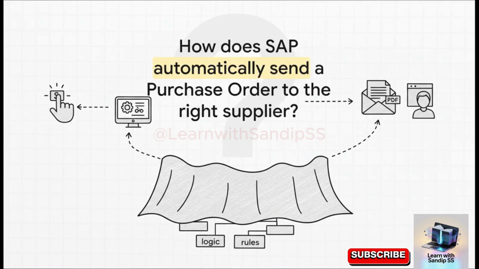So you've probably done this 1,000 times, right? You create a purchase order, you hit save, and boom, a few moments later, your supplier gets a perfectly formatted PDF in their email. But have you ever stopped to think about how that actually happens? How does SAP know what to send, who to send it to, and how to send it? Well, that's the exact mystery we're solving today.